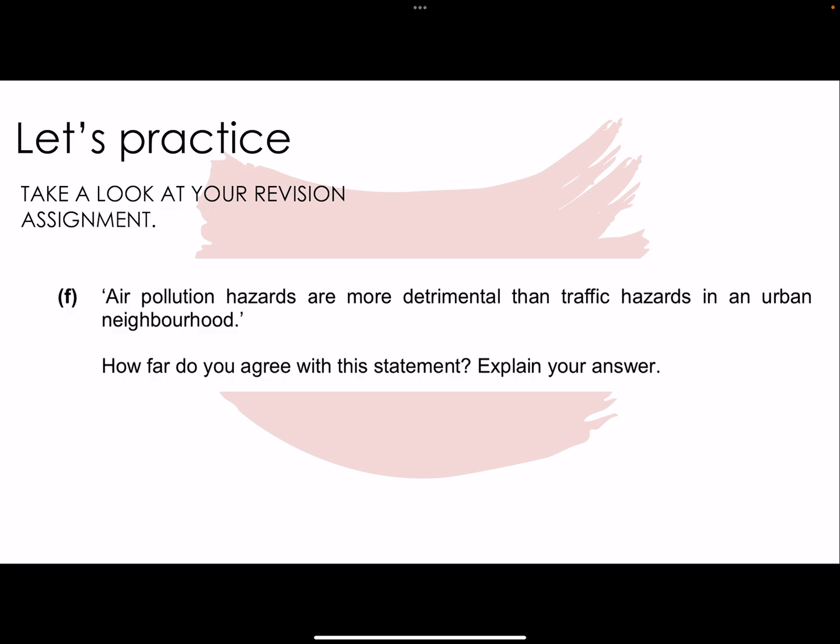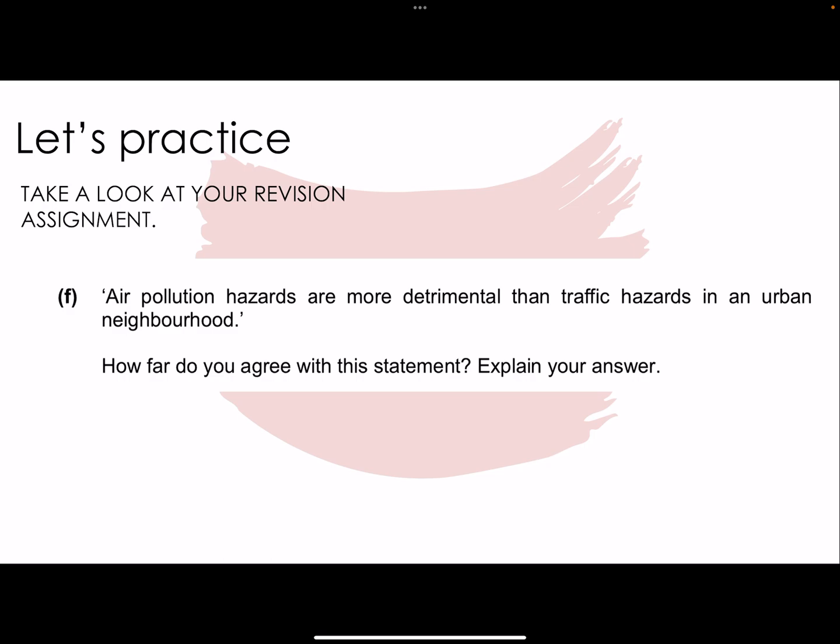If you have "most", then you will need three factors. Because if you have two items, you can only be more effective, more detrimental. You cannot be the most effective or most detrimental. Right? So it's a play on grammar itself. Right? So air pollution hazards is one. The other one that we're going to have to look at is traffic hazards. Okay, and finally the context you're looking at is an urban neighborhood, right?